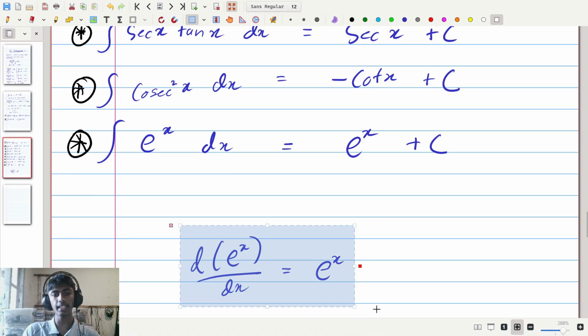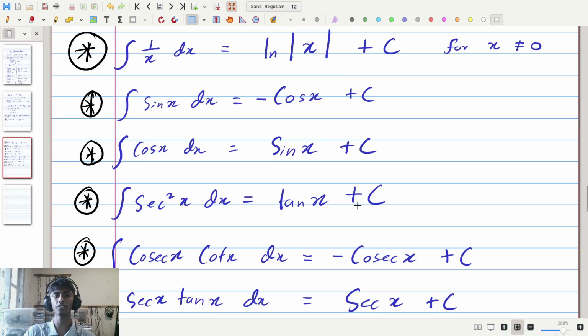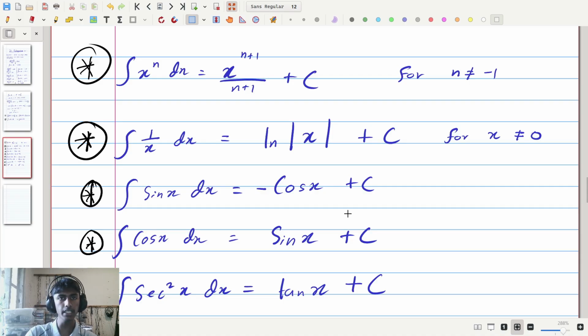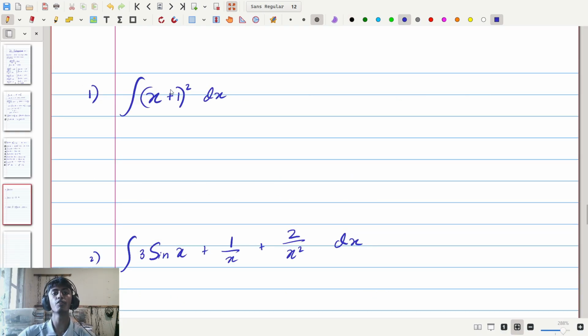So that's that for our simple integrals. All of these simple integrals were obtained by using the antiderivative idea on simple derivatives that we had found previously. Before we continue to the next lesson, let's do a couple of simple examples. For example number 1, we have the integral of (x plus 1) squared dx.